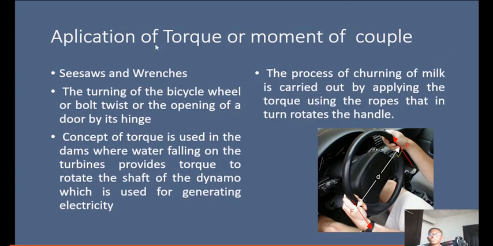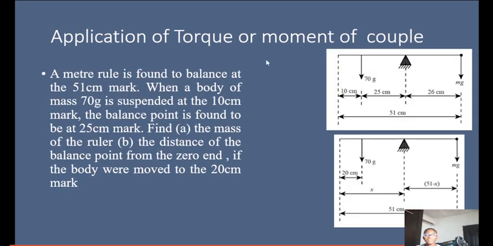What are the applications of the moment of couple? We have scissors or wrenches. The process of churning of milk is carried out by applying the torque using the ropes that turn and rotate the handle. The concept of torque is also used in dams where water falling on turbines provides torque to rotate the shaft or the dynamo, which is used for generating electricity, and so on and so forth. So this is an example of the application of torque.